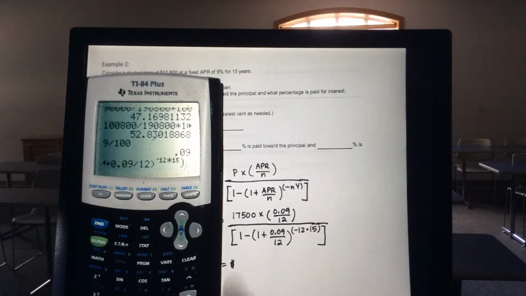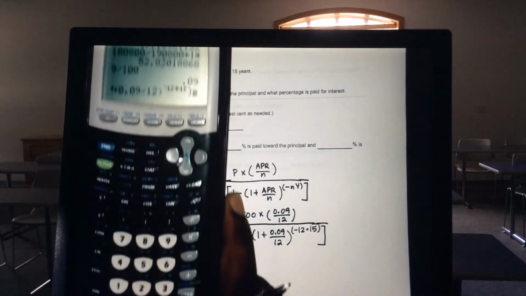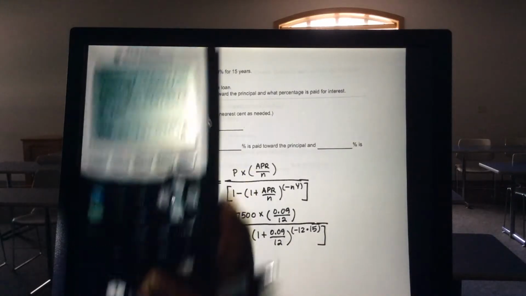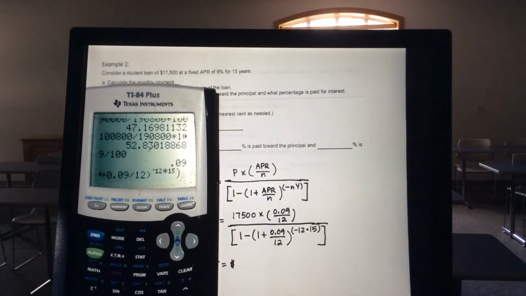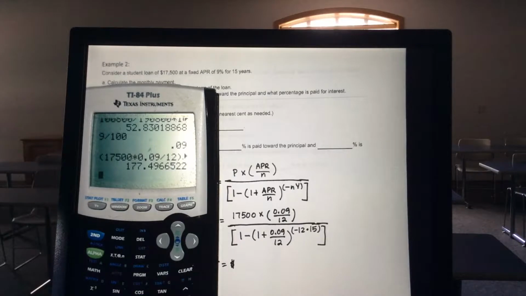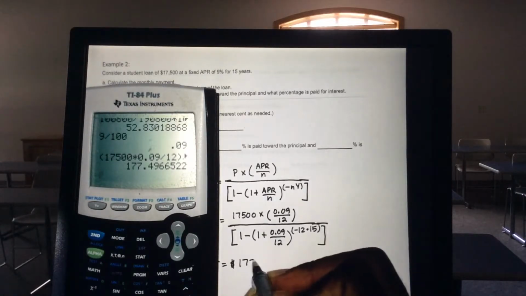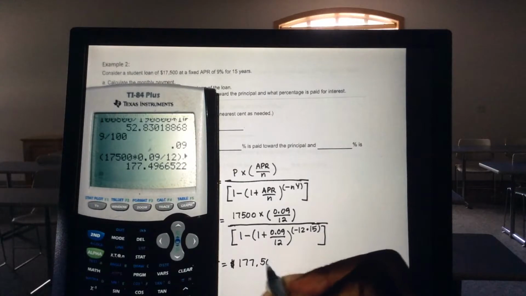close your parentheses. Now for the negative key, that negative key is at the very bottom next to the decimal point. Don't get that negative key confused with the minus sign up here. And then press enter. And let's say I want to round this off to 2 decimal places since we're dealing with money amounts here. This will be $177.50.